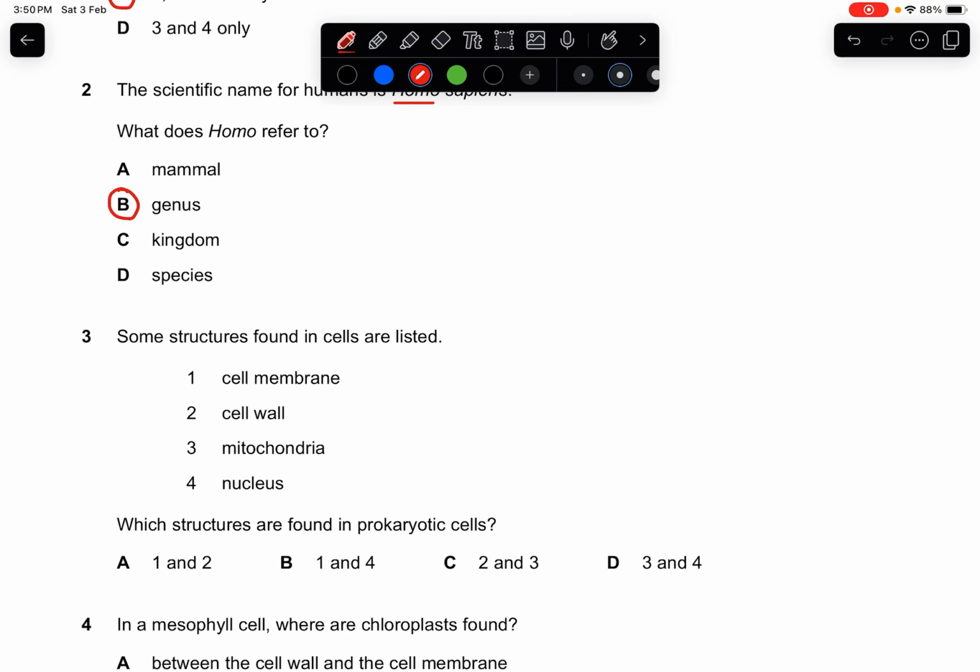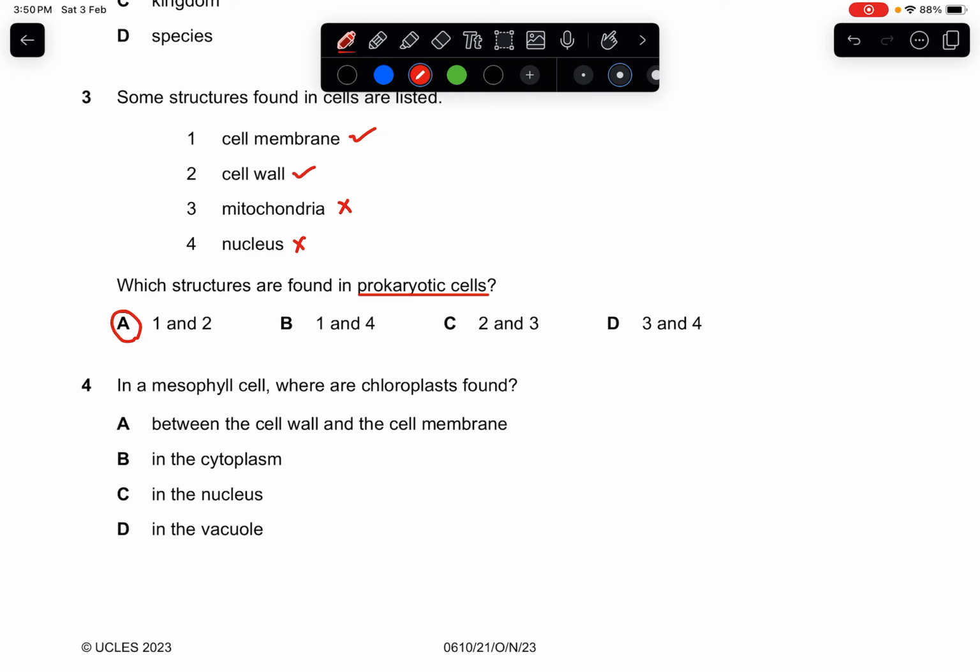Question 3. Some structures found in the cells are listed. Which structures are found in prokaryotic cells? Okay. So prokaryotic cells are like bacteria, alright? So what do they have? So they have a cell membrane, they have a cell wall, but they have no mitochondria and no nucleus. Alright, so the correct answer is A.